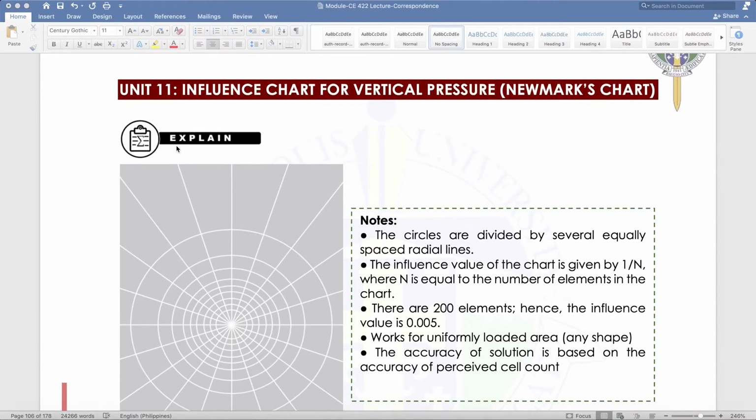Welcome back to you watching this video. So we are still on module number 3, but we are already on the last unit. So this is unit 11.